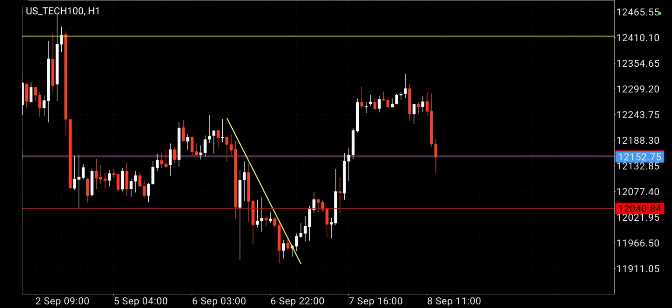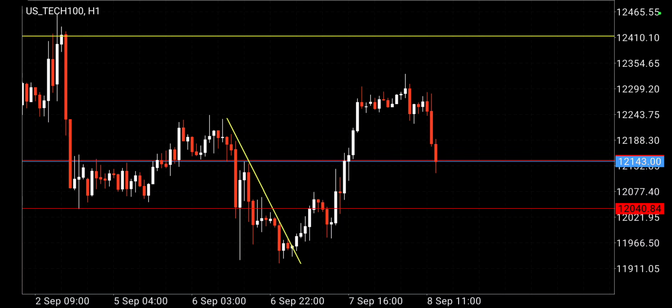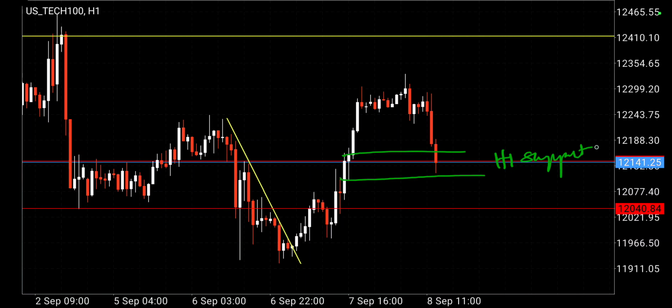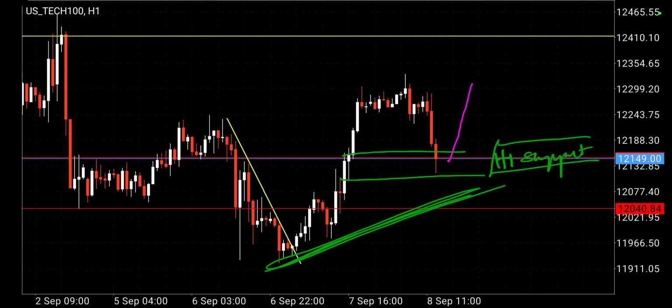So on H1, what do we have? Because that's the conclusion we made based on the structure on H4. On H1 we have got this. This is H1 support, and then this is the H1 trend line. So now it is a question of whether you are going to trust the current support and say it will push the price back up, or whether you say, nah, I trust this one, because it will be around the trend line.